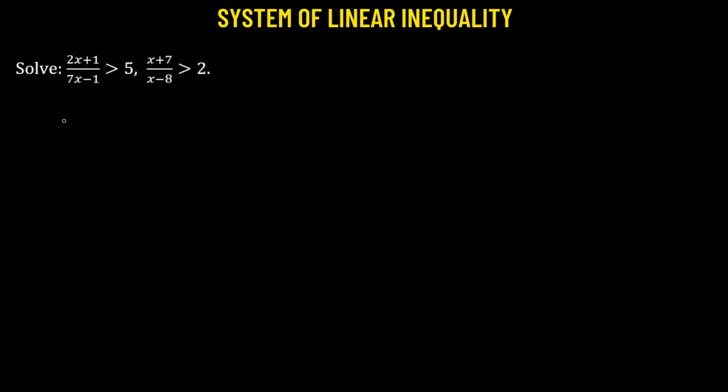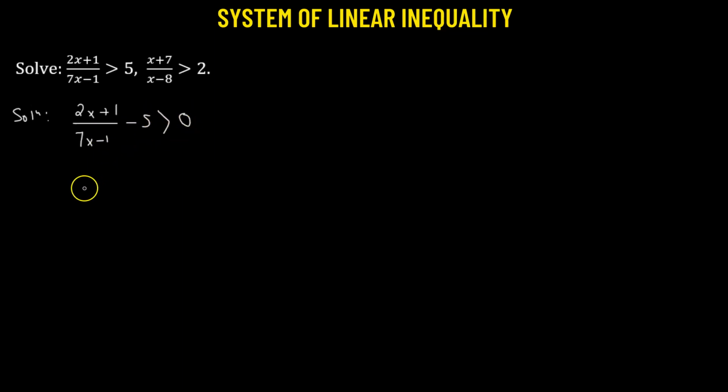Let's solve the following system of linear inequalities. We'll begin with the first inequality. Here we are given (2x + 1) divided by (7x - 1) greater than 5. So we'll transpose 5 to the left-hand side. We have (2x + 1)/(7x - 1) - 5 greater than 0.